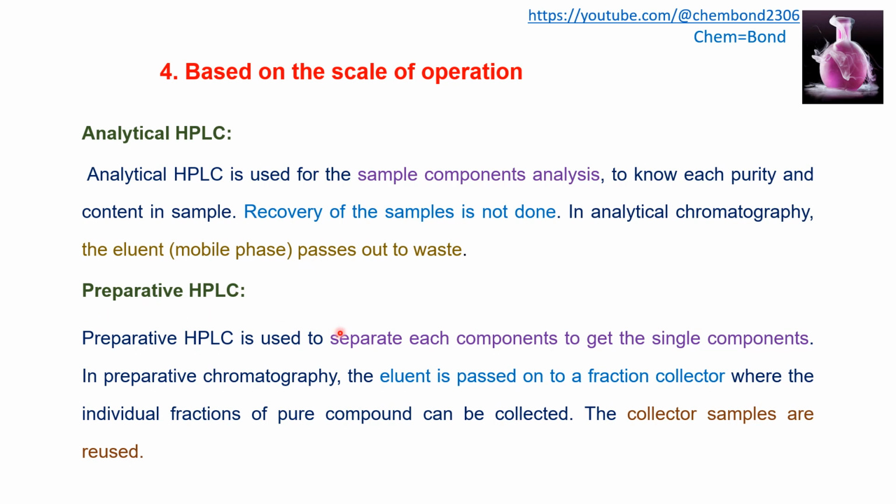Preparative HPLC is used to separate each component to get a single component. So the eluent is passed to a fraction collector, where individual fractions of the pure compound can be collected, and the collected samples are reused. In this case, the mobile phase will not go towards the waste, it will go towards the fraction collector where these fractions are further used. While in analytical HPLC, the mobile phase or eluent will go towards the waste.